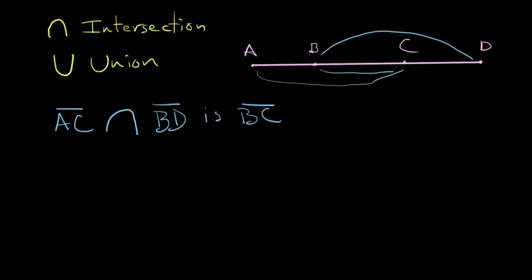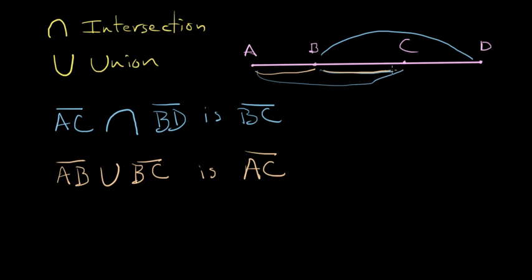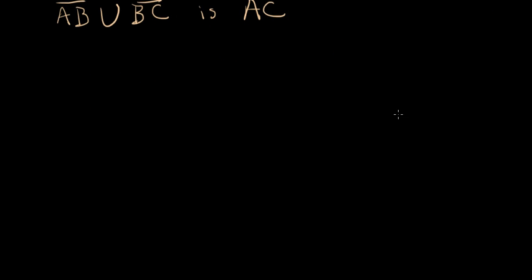You say, well, wait a minute, what about union? Try another color here. What's the union of AB and BC? Well, the union of AB and BC is AC, because union means both of them together. Here's AB, here's BC. So the union of AB and BC is AC. Let's try a couple more, because this might be a little confusing.